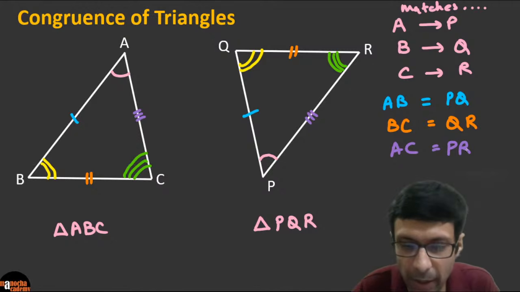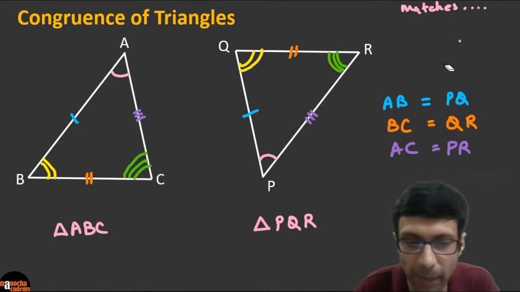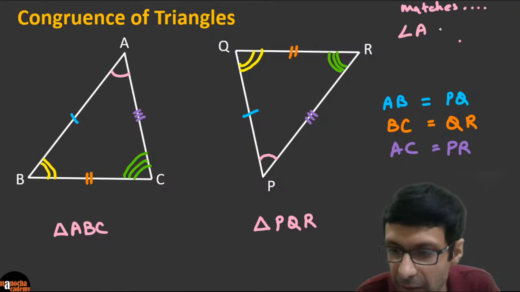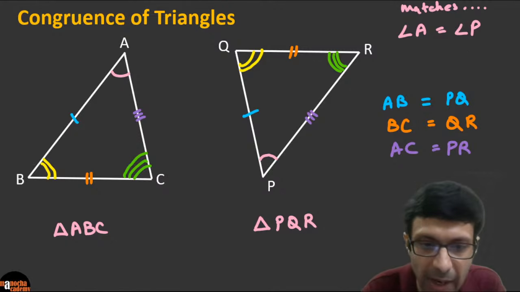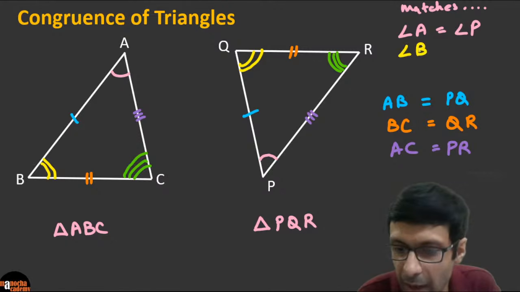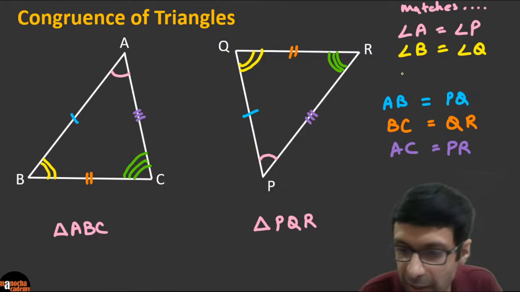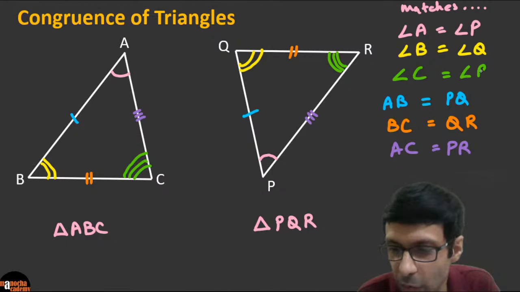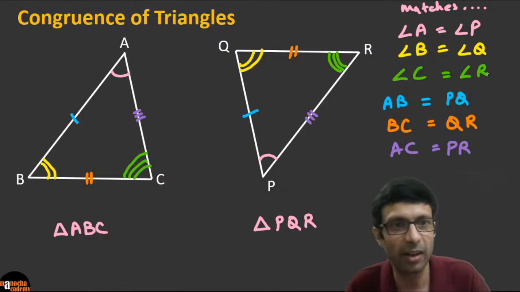And in the first part, let's mark the angles also. These points were matching. So let's clearly write that angle A is equal to angle P in the two triangles. Then angle B is equal to angle Q, and angle C is equal to angle R. Do you guys agree? Because they're exactly the same triangles.